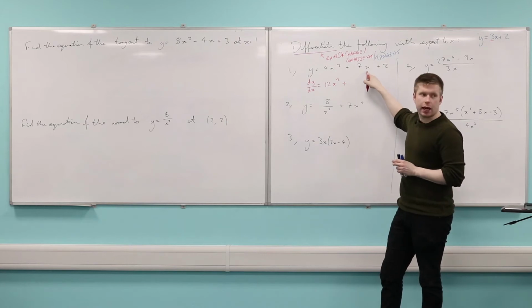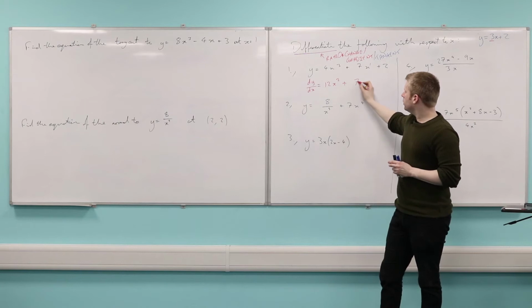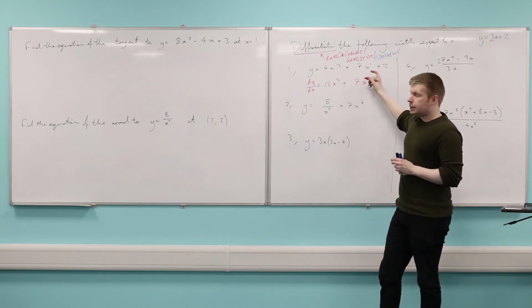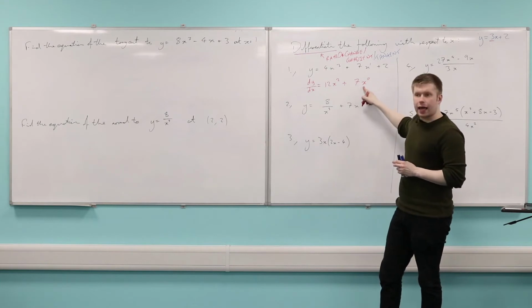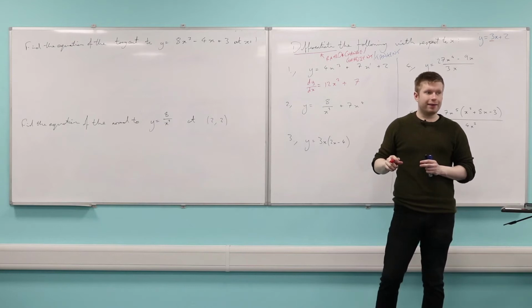Well, what's the power of the x in this case? 1. It's 1. So bring the power down, 7 times 1, that's 7. Then I get x to the power of 0. 1. Exactly, because x to the power of 0 is just 1. So I'm just going to write that as 7. You happy with that? Good.